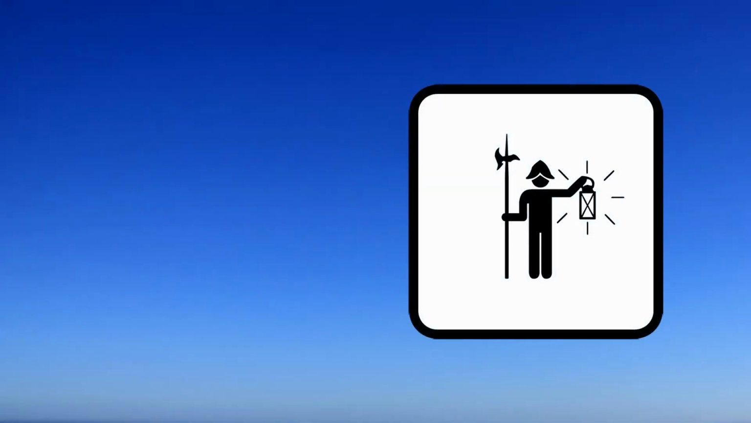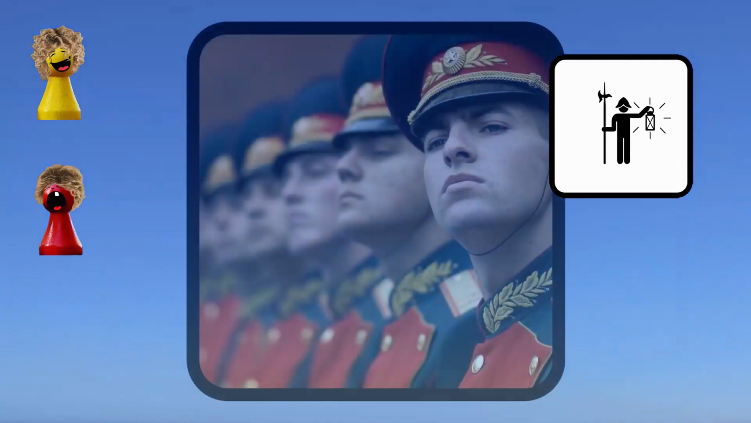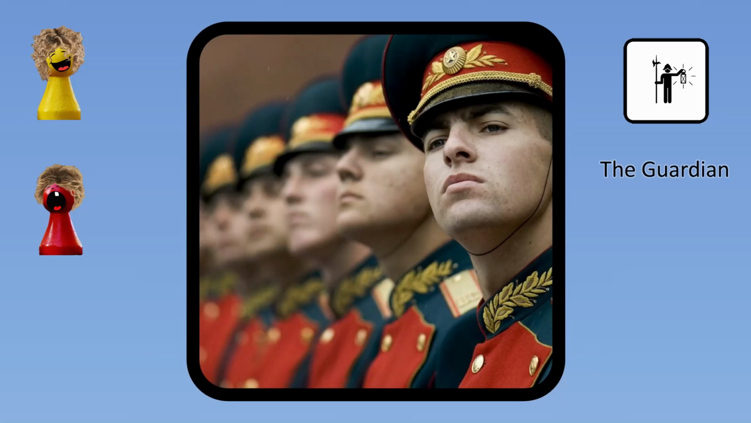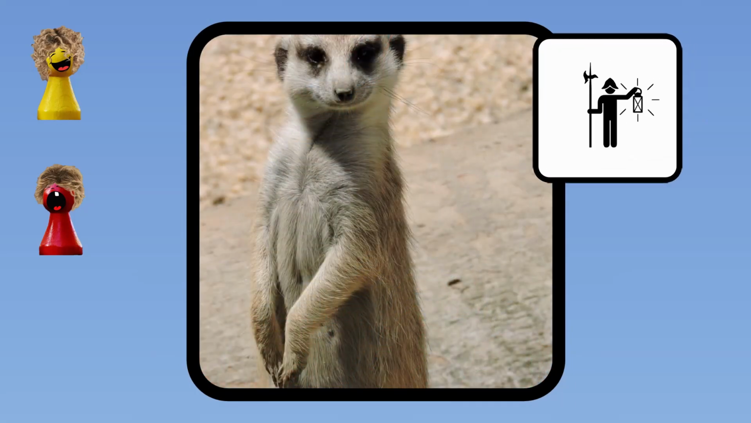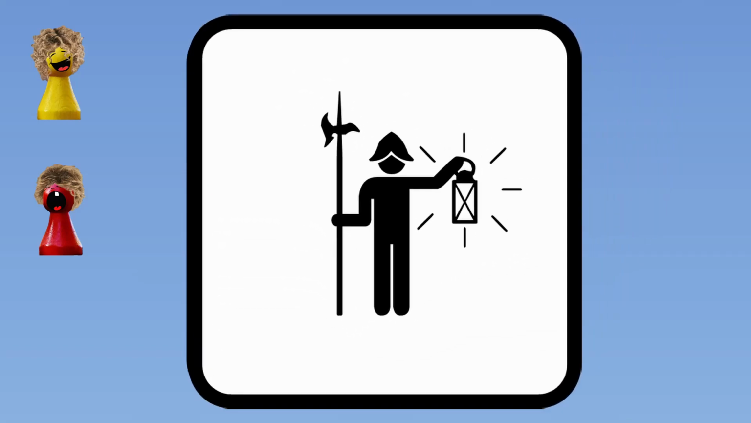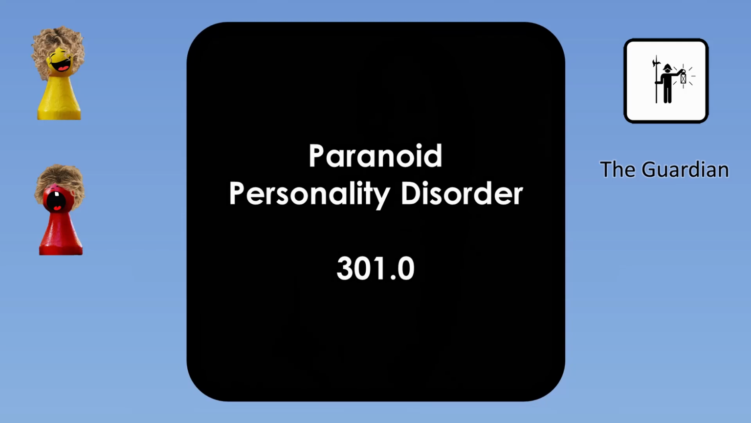We assign the guardian to both the sanguine and the choleric temperament. If you are attentive, vigilant, and cautious, and you identify problems quickly, then this archetype is very pronounced in you. The pathological form of the guardian is the paranoid personality disorder.